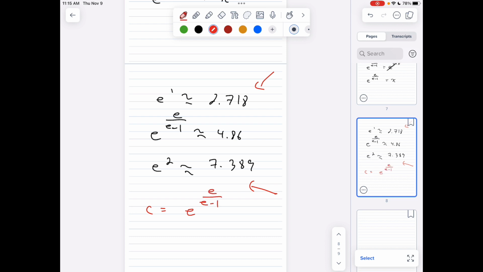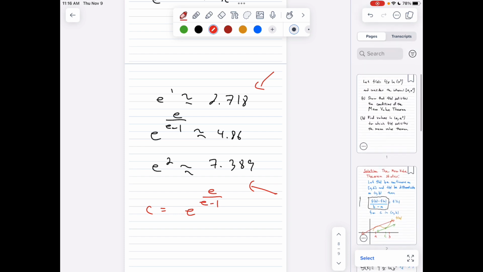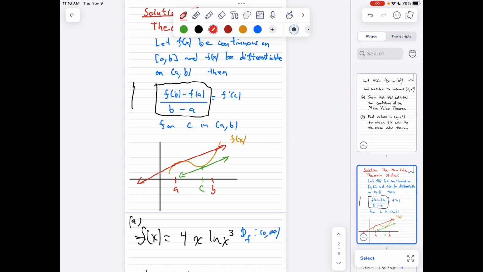Okay, so that's how the mean value theorem works. Just don't forget, please check all the conditions in the theorem, and then you can proceed to actually finding the value. Because if the conditions aren't met, there's no guarantee you'll find a value.